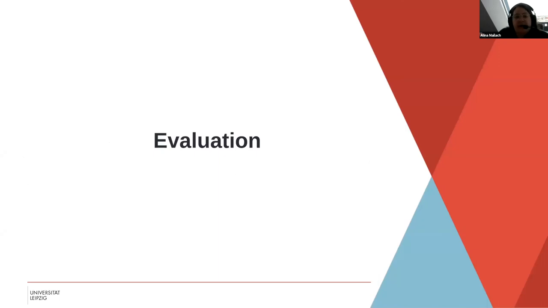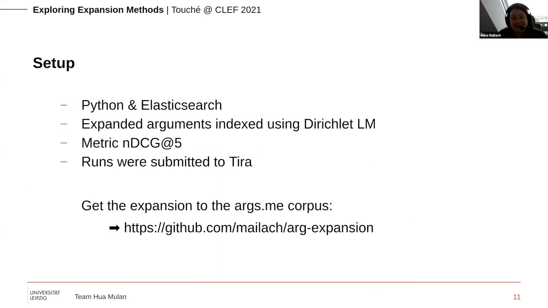So when looking at the evaluation, the setup was Python and Elasticsearch. We indexed the expanded arguments using the Dirichlet language model, and as a metric, we used NDCG at 5, just as Lukas said before. All our runs were submitted to TIRA, and you can actually get the expansions to the args.me corpus that we predicted. They're in the GitHub repository at the bottom. So if you're interested in further improving it or having your own analysis on it, feel free to use it.